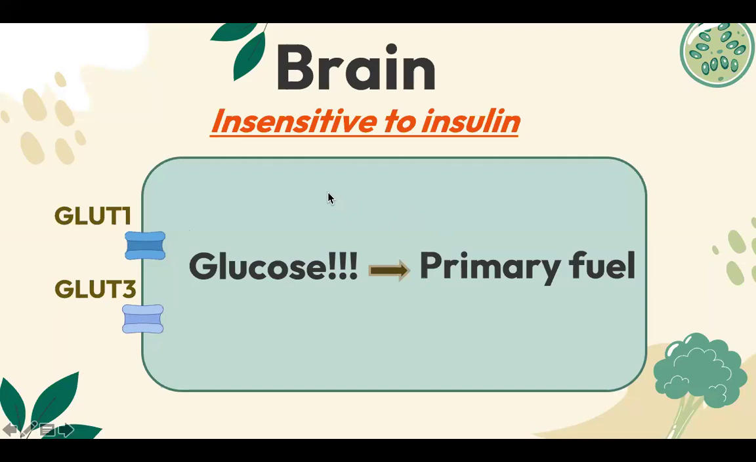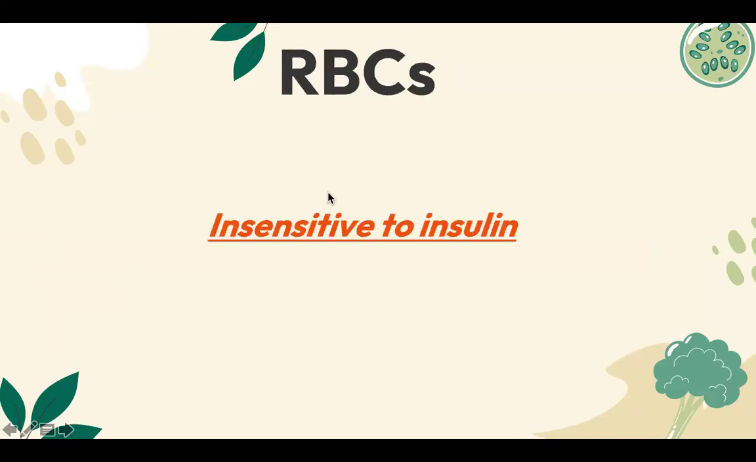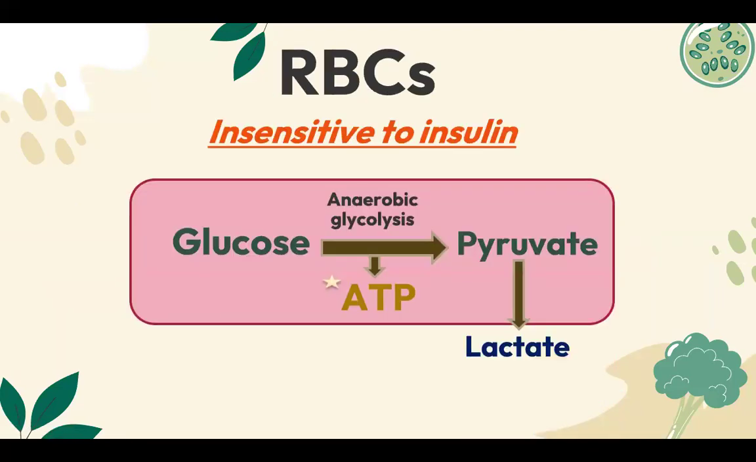And then let's move on to red blood cells. Red blood cells are also insensitive to insulin. Now, glucose, once inside the red blood cells, undergoes anaerobic glycolysis to produce pyruvate. This process releases ATP. This is how RBCs get their energy.